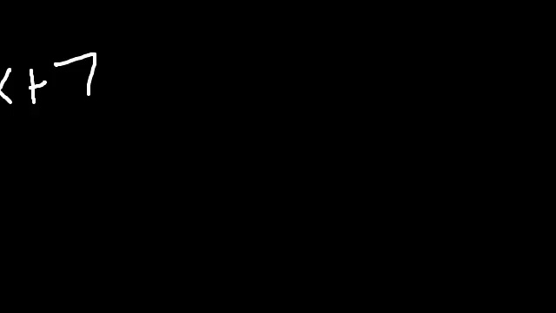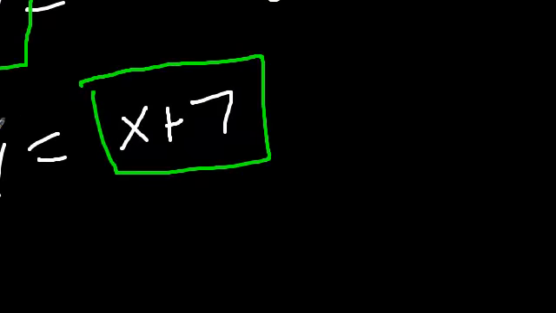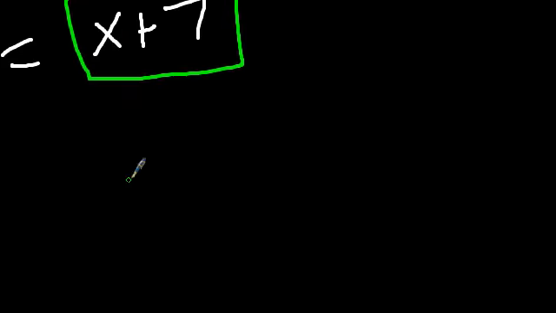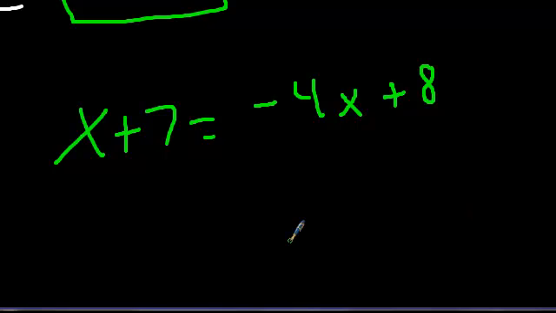So to solve this, I have y equals and y equals. I'm going to substitute. I'm going to replace this y right here with this y value. Because I'm saying y equals x plus 7, I can replace this y with x plus 7. That gives me x plus 7 equals negative 4x plus 8. So all I did was just simply replace it. That's all. Simple substitution. Now solve your equation.